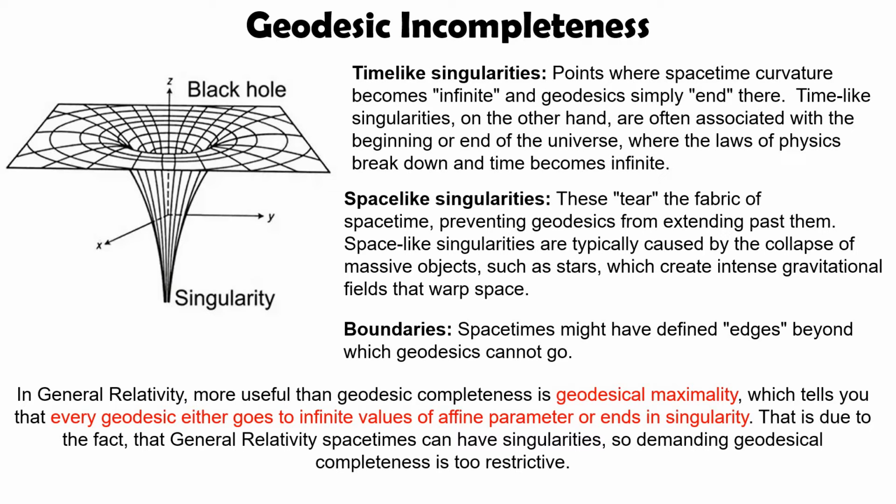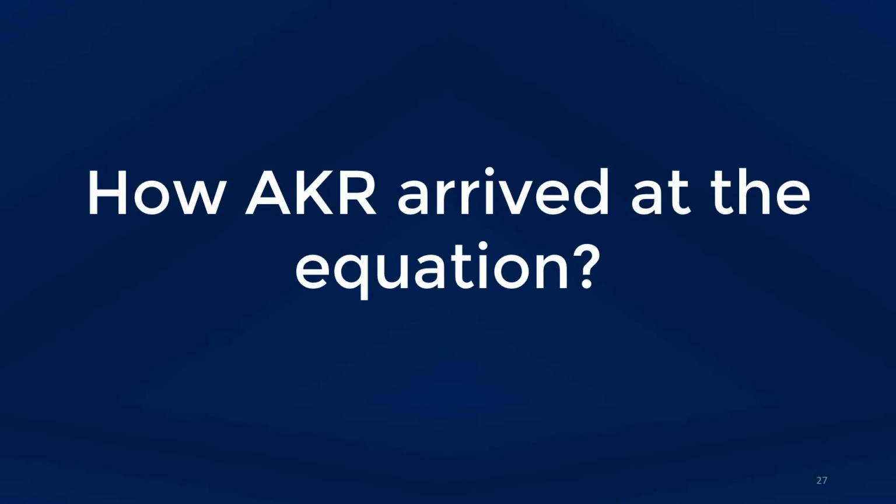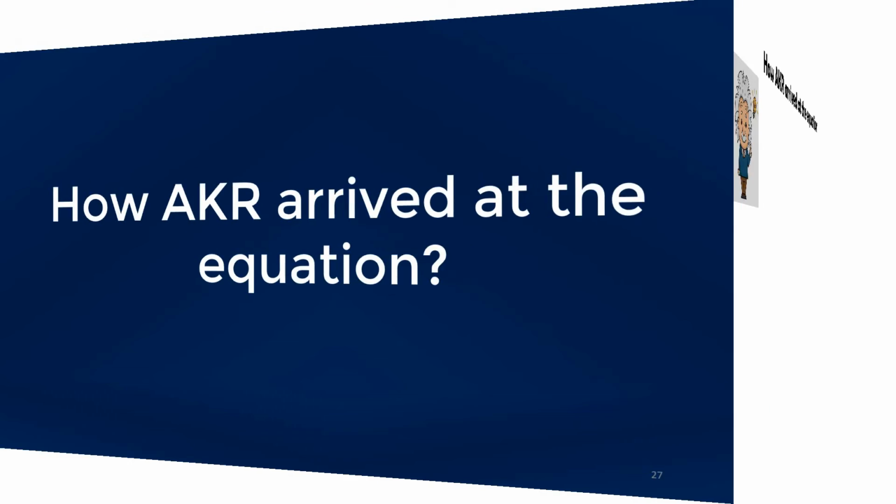That is due to the fact that general relativity space-time can have singularities, so demanding geodesic completeness will be too restrictive. And here comes why it is important in the Raychaudhuri equation. Singularity can be defined by geodesic incompleteness, and the Raychaudhuri equation is the key ingredient to define geodesic incompleteness, and we are coming to that part. So this completes our basic foundation, or the basic concepts that we need to understand the Raychaudhuri equation, and now we will understand how AKR, or Professor Amalkumar Raychaudhuri, arrived at the Raychaudhuri equation.